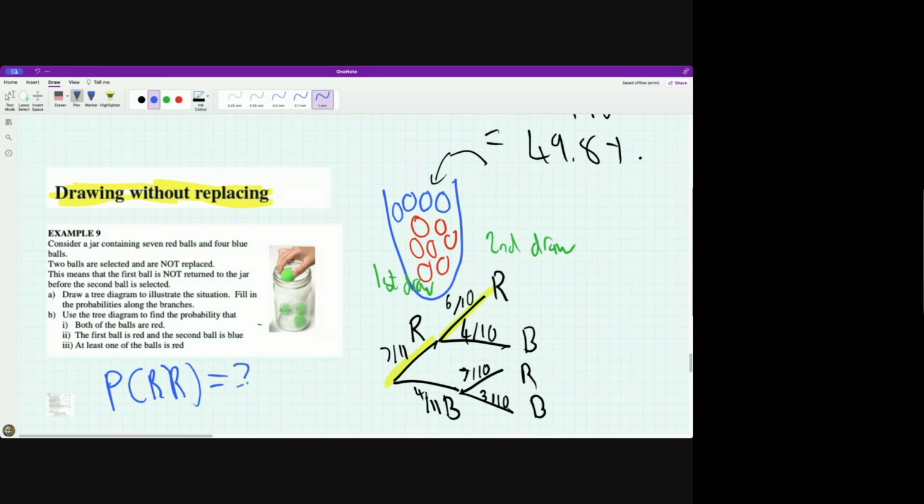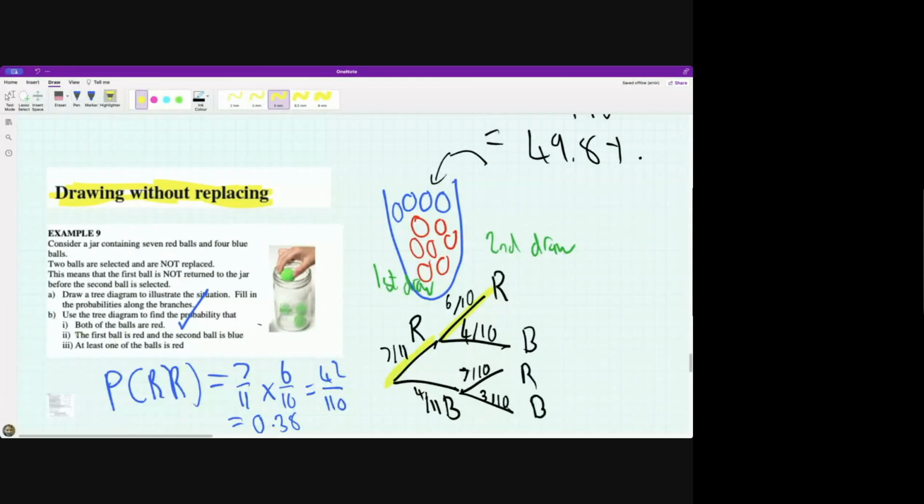It's 7 over 11 times 6 over 10, which is 42 over 110. Or if I want to write it as a decimal, I could write it as 0.38 rounded off. Or 21 out of 55 is also fine.